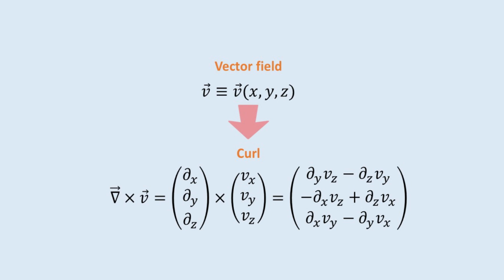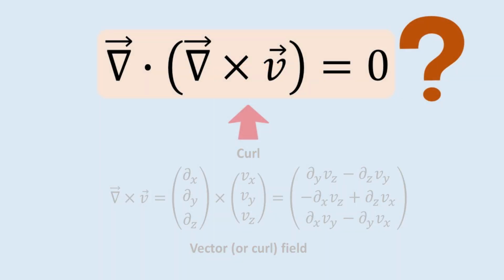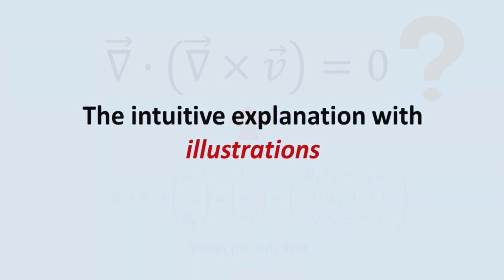You can see that each curl component is given by the cross gradient with the other vector field components. Clearly, this is a vector field, which we will call the curl field for short in this video. The purpose of this video is to explain why the divergence of the curl field is zero, and what this means physically and intuitively. We begin with the intuitive explanation with illustrations.